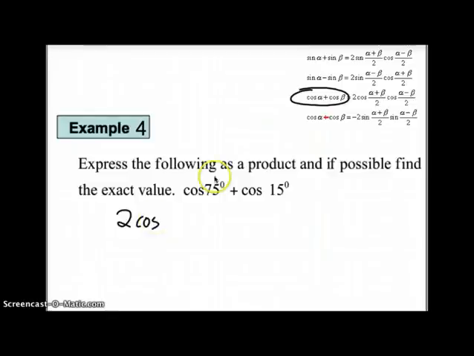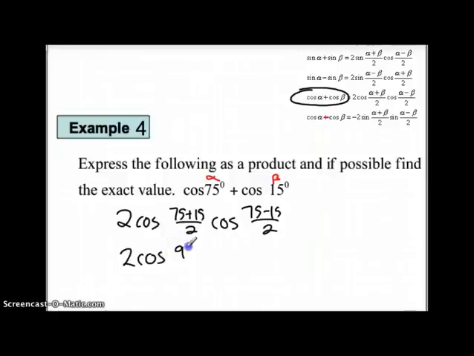Oh, let's see. This is alpha, this is beta. So we're going to have 2 cosine of the sum of the two angles divided by 2 times the cosine of the difference. So 75 minus 15 over 2. So let's see where this takes us. 2 cosine of, it'll be 90 divided by 2, or 45. So we have 2 cosine of 45. Well, we do know the cosine of 45, so this is looking promising. Cosine of 75 minus 15 is 60 over 2. And then once again, we know cosine of 30.